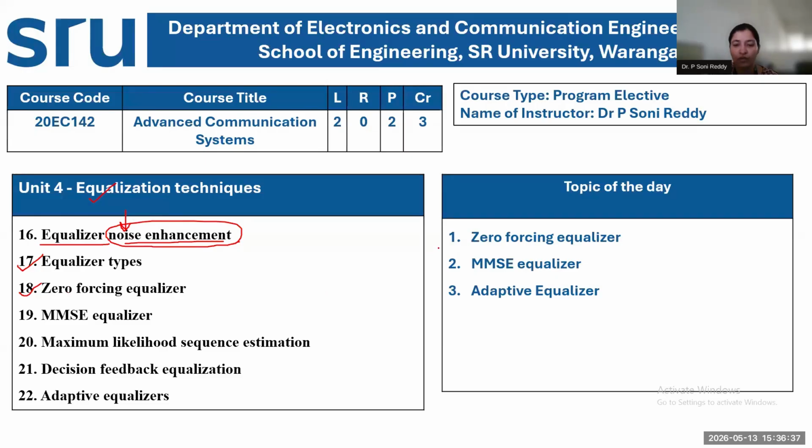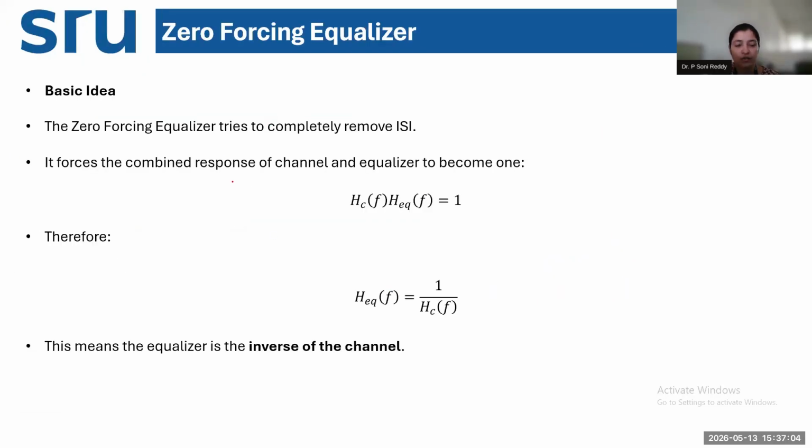Today we are going to start with a brief introduction of the zero forcing equalizer again. Once we finish this, we will discuss the other type of linear equalizer, which is the MMSE equalizer, and then the final one, the adaptive equalizer for linear equalization. So these 3 are the different types of linear equalizers in your syllabus. Starting with, what is a zero forcing equalizer?